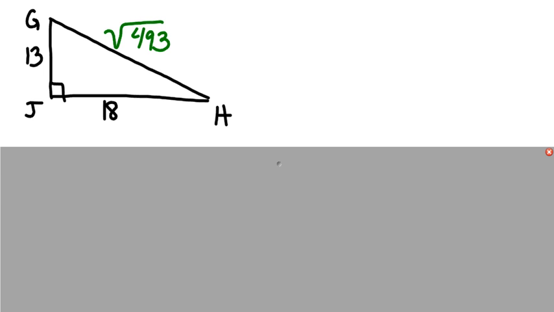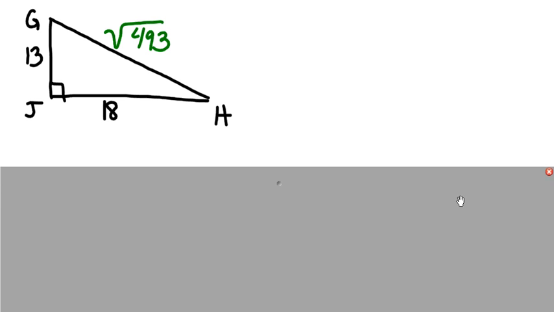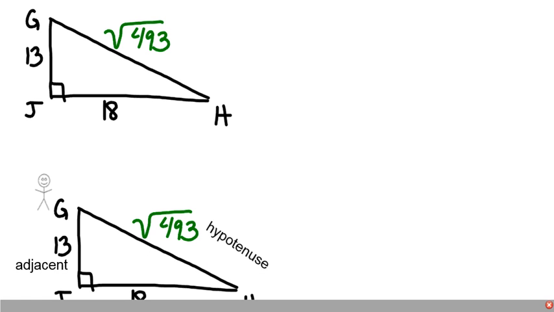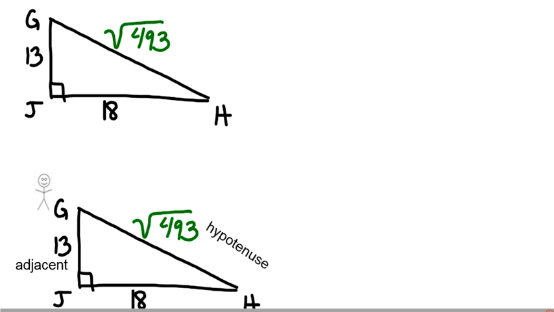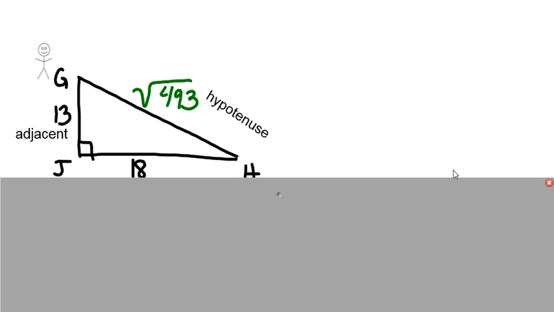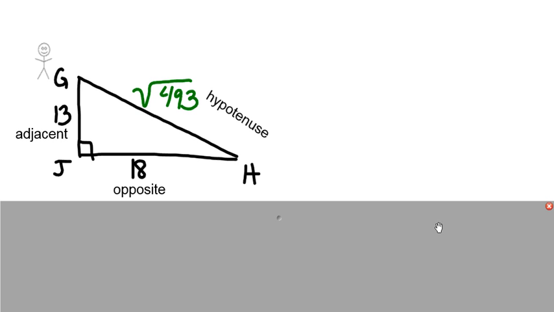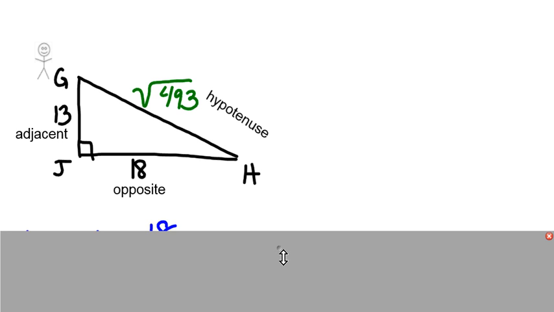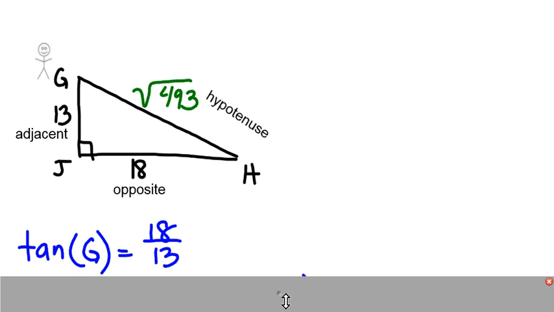So if we're standing at G, we could label our side lengths based on where we're located. We know our side length JH would be opposite, side GJ is adjacent, and we have our hypotenuse at GH. Based on the givens of our side lengths of 13 and 18, adjacent and opposite, that uses your tangent function. So the tangent of angle G is equal to 18/13.